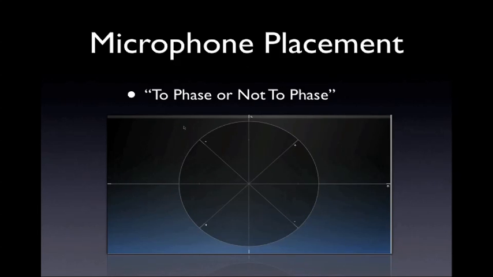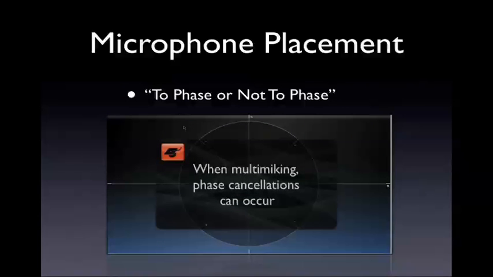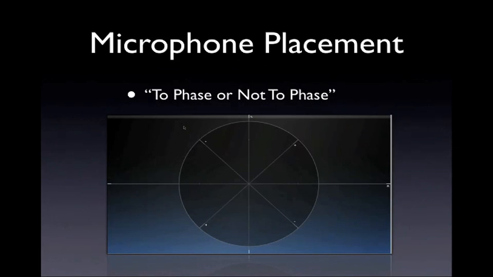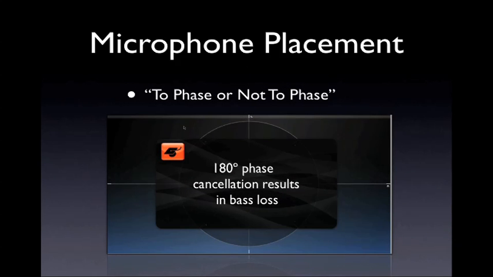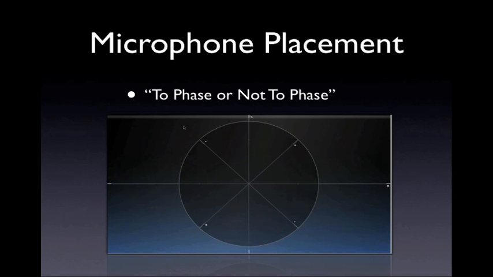When two or more signals arrive at a microphone at slightly different fractions of a second, a phase cancellation is likely to occur. When two signals are completely out of phase, 180 degrees, a noticeable loss in low-end frequency response will also occur. This image is a phase scope screen without signal present.